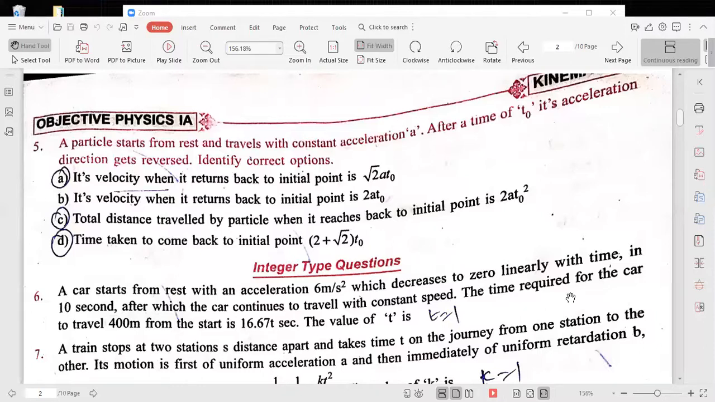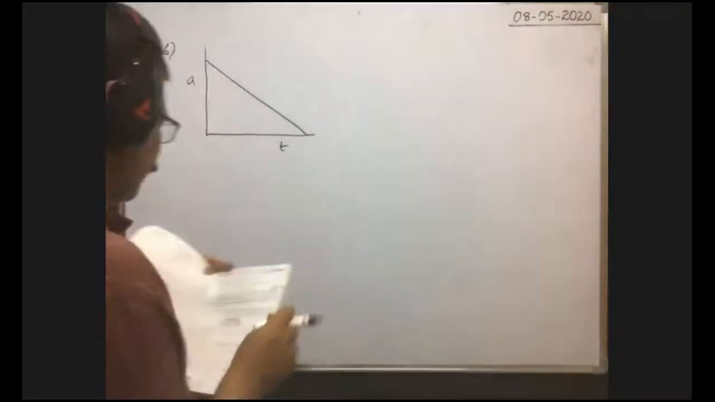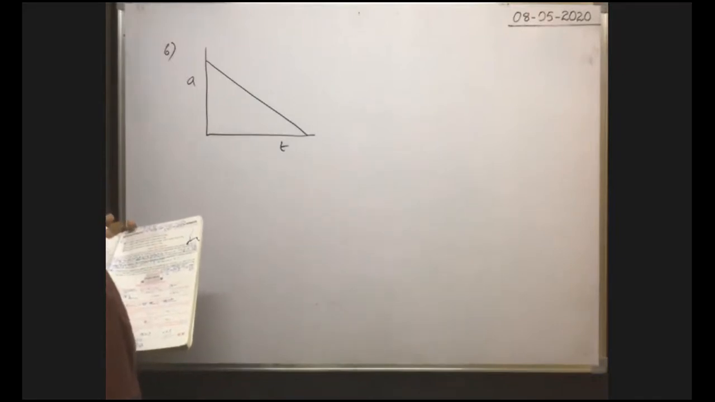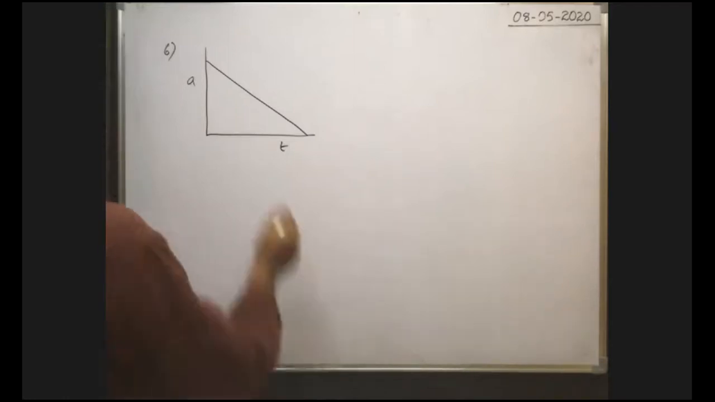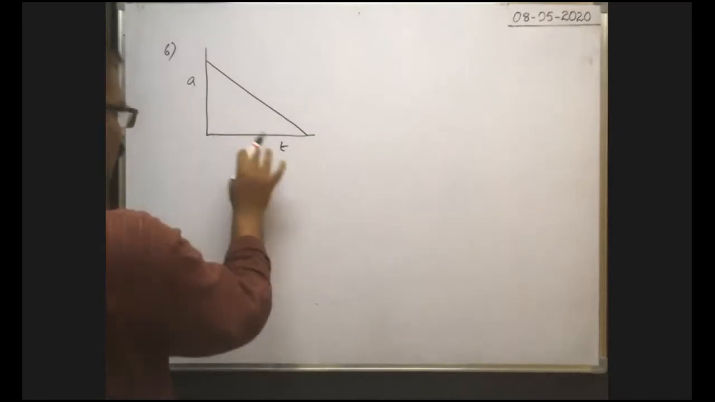Sixth problem. Now I am sharing the video. So you see, a car starts from rest with an acceleration 6 meter per second square, which decreases to zero linearly with time in 10 seconds, after which the car continues to travel with a constant speed. The time required for the car. Here, acceleration decreases with time linearly. That means along the straight line, the acceleration decreases with time, that is given.